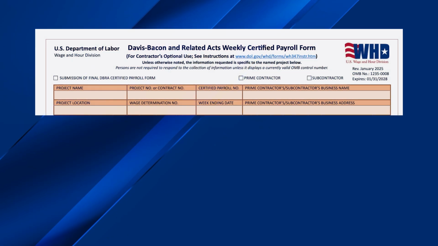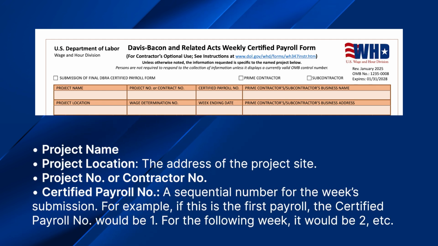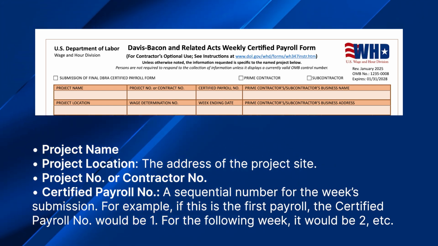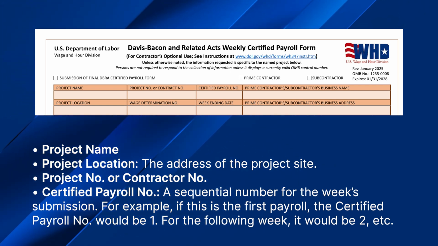The remainder of the information on the basic information section includes the project name, the project location, which should include the address of the project site, the project number or contractor number, and the certified payroll number. This should be a sequential number for the week submission. For example, if this is the first payroll, the certified payroll number would be 1. For the following week, it would be 2, and it would continue throughout the length of the project.